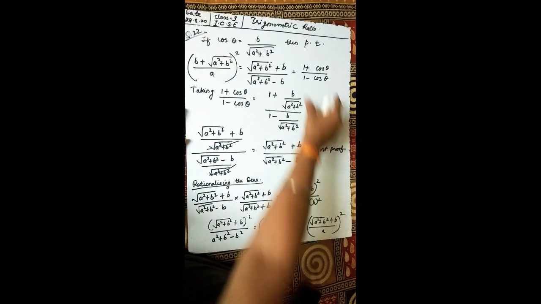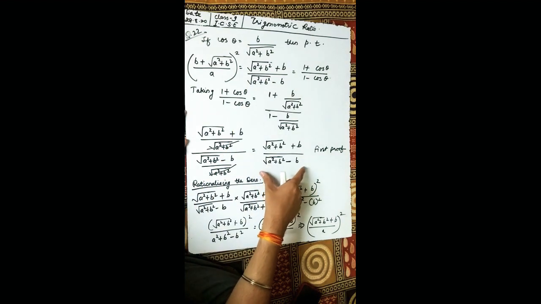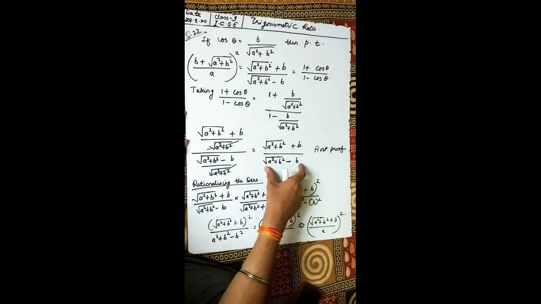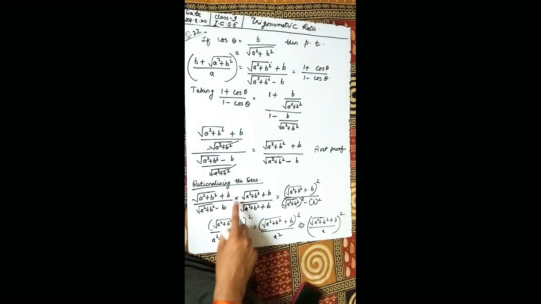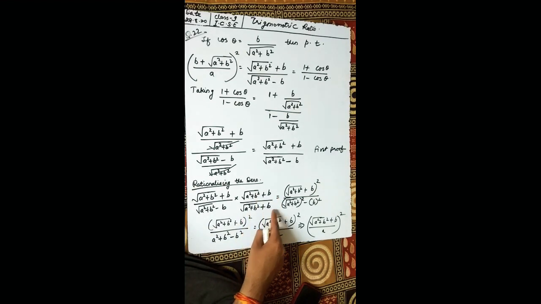This is the first proof. We have proved this is equal to this. Now with the help of this, what I'm doing is rationalizing the denominator. Just rationalize the denominator of it. So it will be under root of a square plus b square plus b upon under root of a square plus b square plus b.